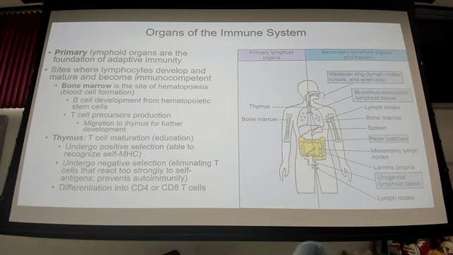Okay. And then at that point, they will finally differentiate. So up to that point, they don't have those markers of what they will finally become, which is either CD4 helper cells or CD8 cytotoxic cells. Okay.